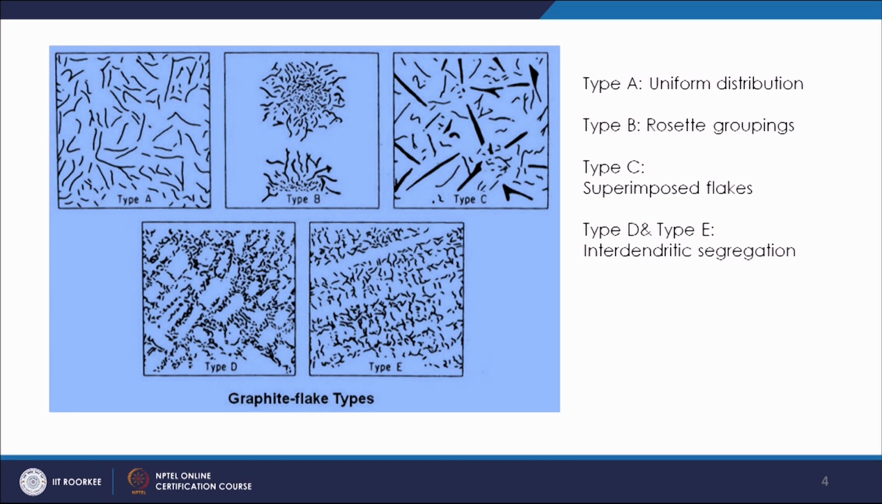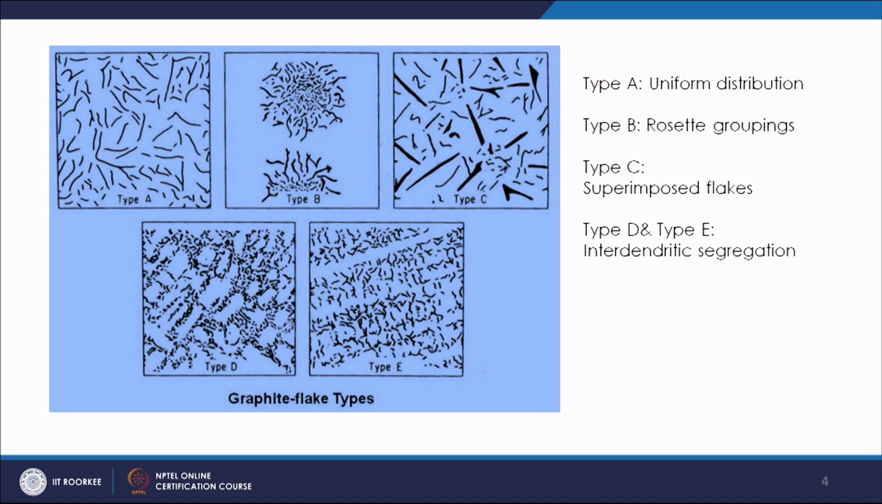Different types of flakes are there, like type A, type B, type C, type D and type E. Type A is the most desirable, with uniform distribution and random orientation. We normally prefer to have this type A graphitic flakes, as it is the most desirable for giving you the best mechanical properties.